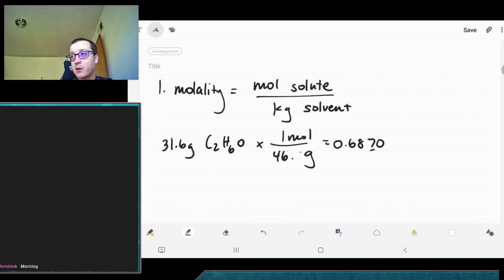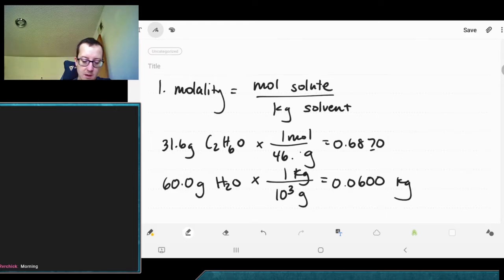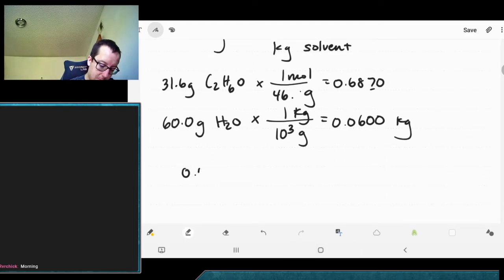For the kilograms of solvent, we're given grams of water, so we want to convert that to kilograms. So we're going to want to put another grams on bottom, 1 kilogram. Hopefully by now kilo and milli should be very easy for you to do in your head. And so we get that many kilograms. And so when we do the division here, looking at the answer choices, there's really only one that makes sense mathematically, and that should be 11.4.